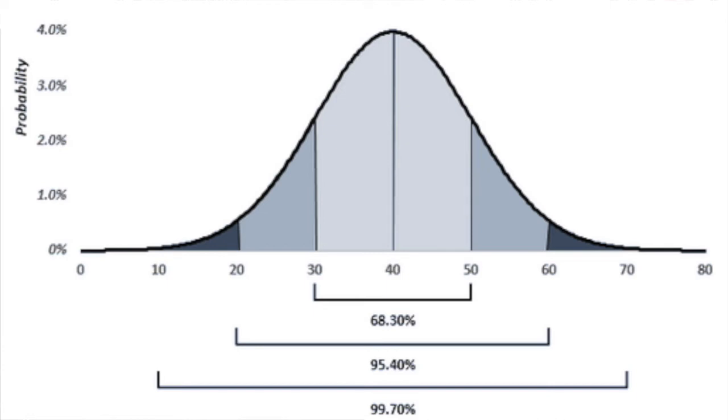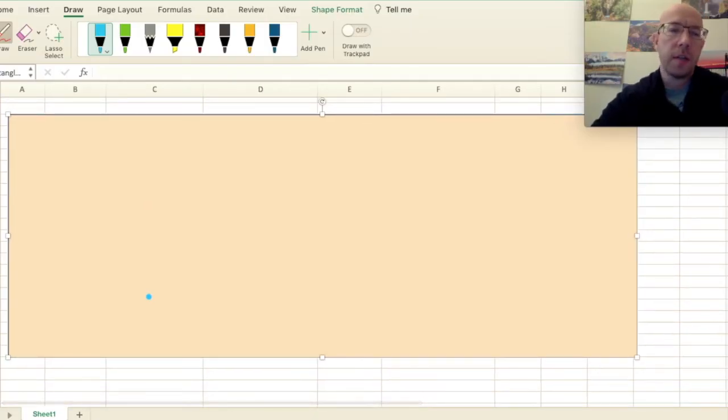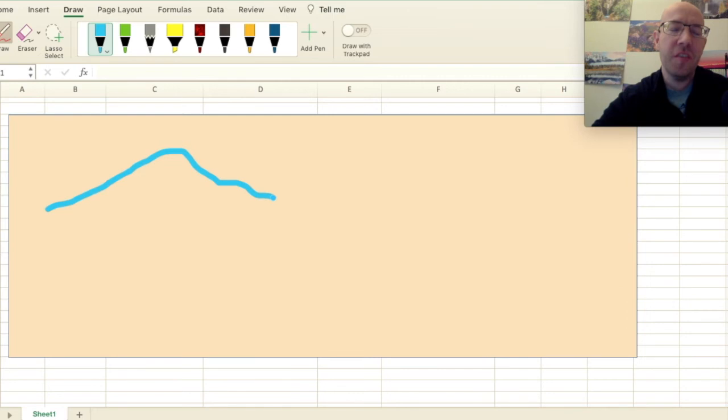But they say in this context, log returns are far superior to arithmetic returns since the sum of repeated samples from a normal distribution is normally distributed. I don't want to take a ton of time to explain what they're talking about, but what they're basically saying is that if you have, forgive me, this is not the best drawing of a normal distribution, where you have your first, your second, and your third standard deviations, and you have those on both sides. If things are normally distributed, we know how everything works.